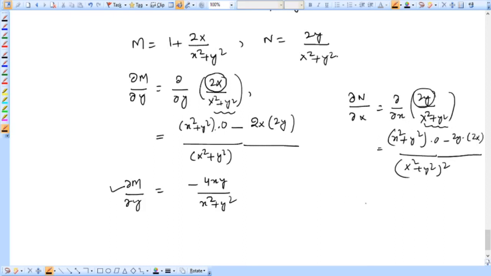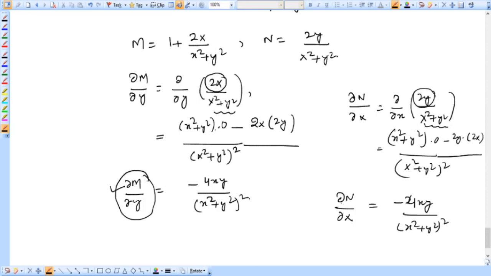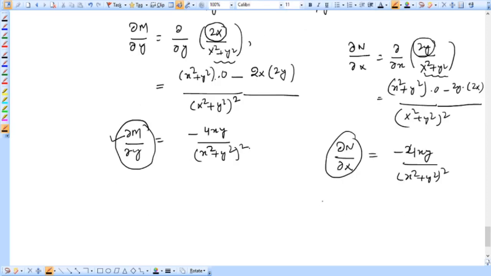So it is equal to minus 4xy. Oh, I just forgot to write x square here. Okay, here also x square. So now it is equal to minus 4xy upon (x square plus y square) square. It is equal to ∂N/∂x. So you see ∂M/∂y is equal to ∂N/∂x. Thus the given equation has become exact.